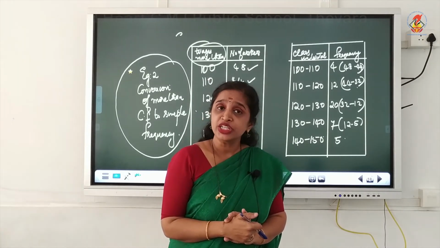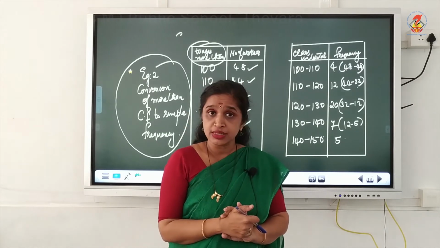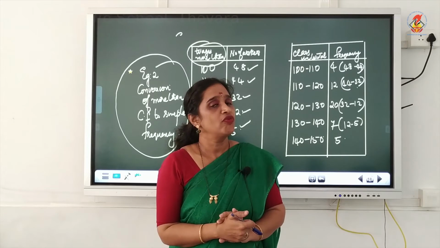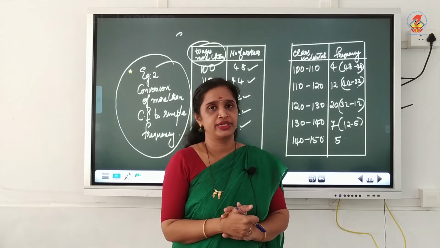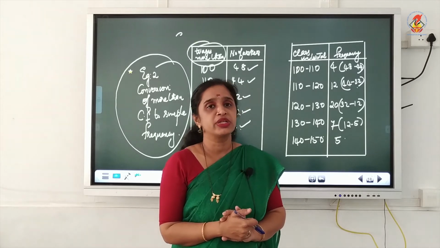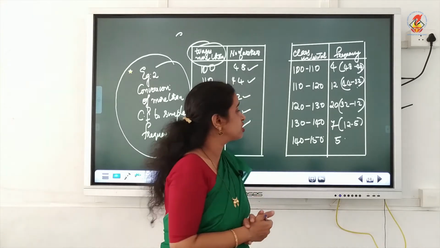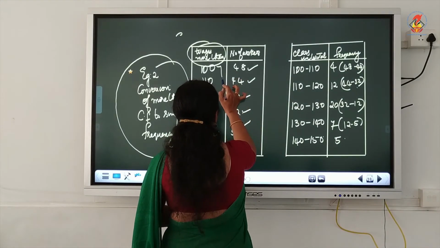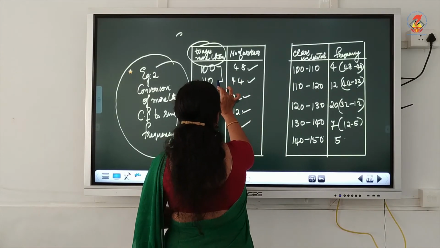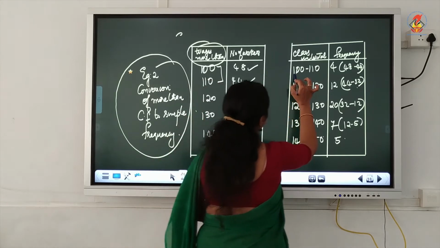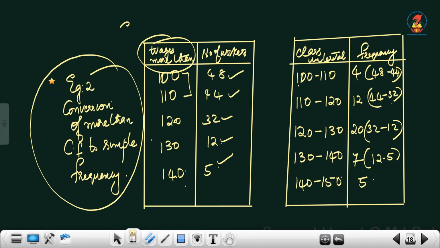But when you convert it into simple frequency, what should be your heading? Class interval and the frequency. So how will you frame out the class interval? More than 100 means 100 and some other value you have to write. So what will you write? More than 100 means you have to frame out the class interval from 100 to 110, because the size of each class here is 10: 100 plus 10, 110, 110 plus 10, 120, 120 plus 10, 130, 130 plus 10, 140. So you have to frame out the class interval as 100 to 110.